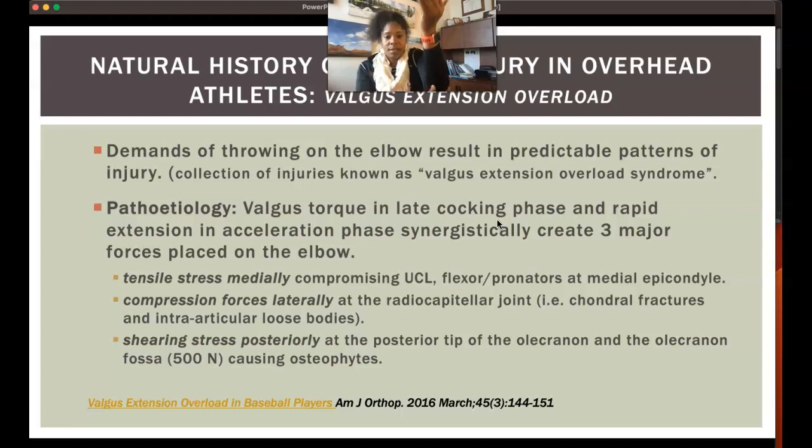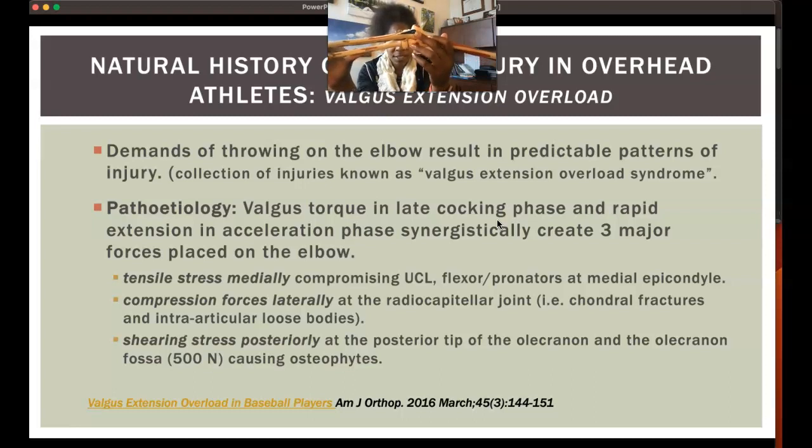All of those things. And then the next thing we have is on the posterior side. So we get valgus stress, we get compression on that lateral side, but as we follow through and release, we get this extension mechanism, right? So we're here in flexion, and then we throw and we have this extension mechanism. So you get these shearing forces on the posterior aspect of the elbow, particularly on the olecranon.